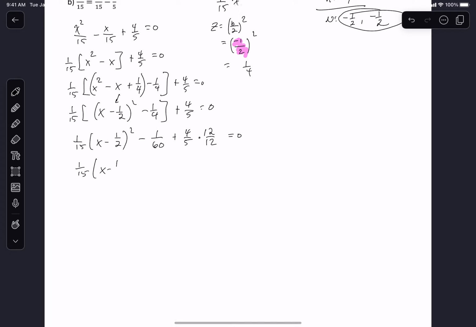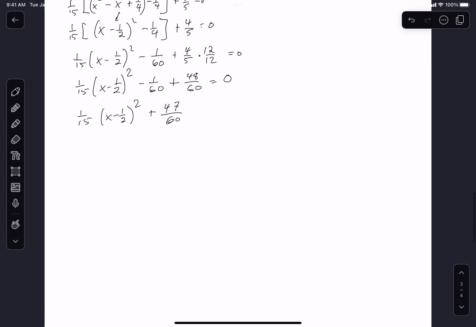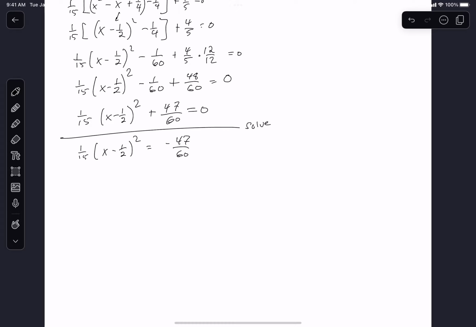So 1/15 times x minus 1/2 squared minus 1/60 plus 4 times 12, which would be 48 over 60, equals 0. We get 47 over 60. Okay, equals 0. That's your completing the square process. Now we're going to solve. We're going to start shuffling things, right? So 1/15 times x minus 1/2 squared is equal to -47 by 60.